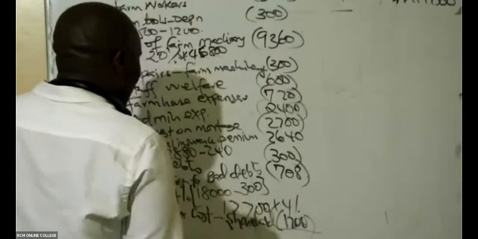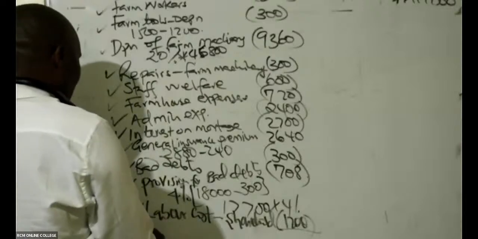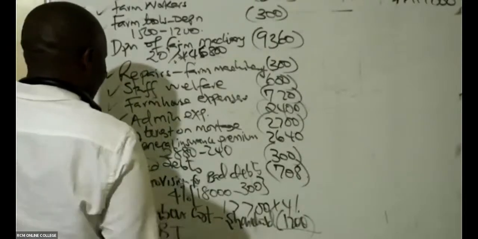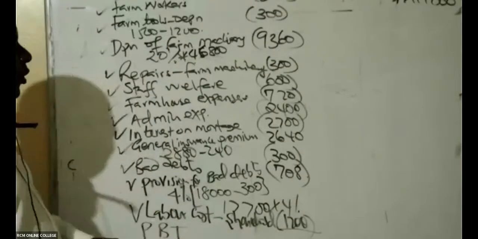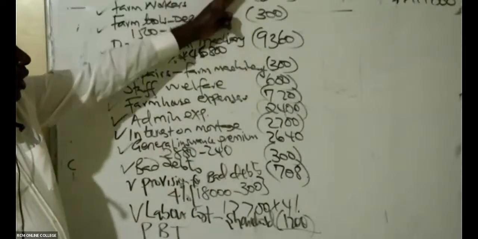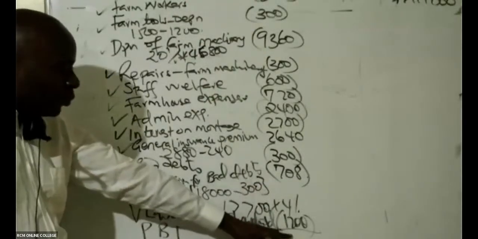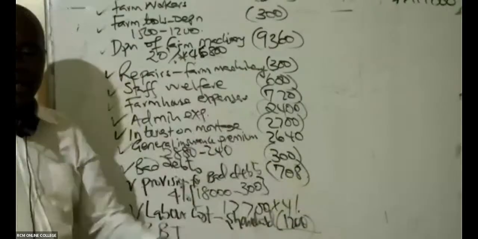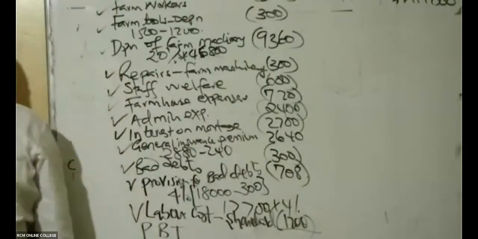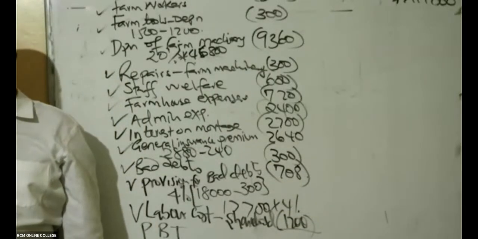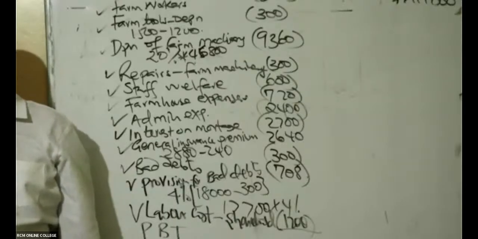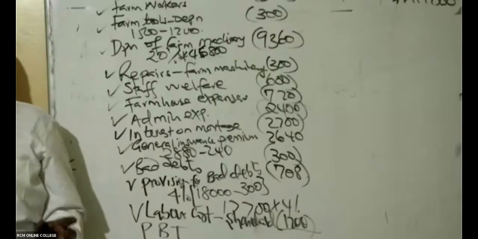So that is it. Come and give me the profit before tax. Is there someone who is able to give me this profit before tax? You take the total revenue and subtract all these expenses up to here, the ninja way. You should be able to give me the profit before tax. Everybody should be able to do this.